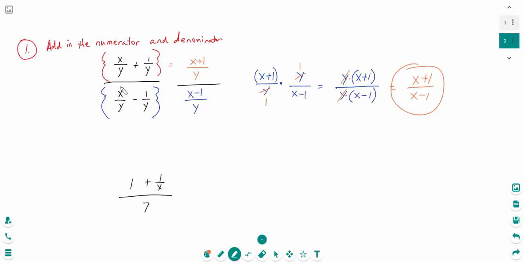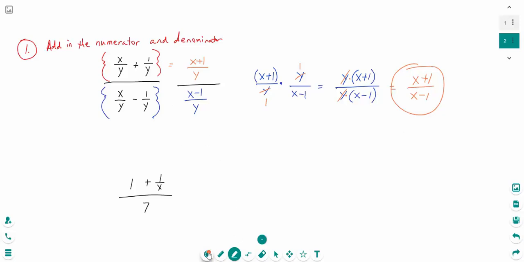We've reduced it down to this right here, and it's kind of cool because we were able to eliminate the y's completely. It's all the way down into just an expression of one variable now. All right, so that worked out nicely. Hopefully that makes sense.